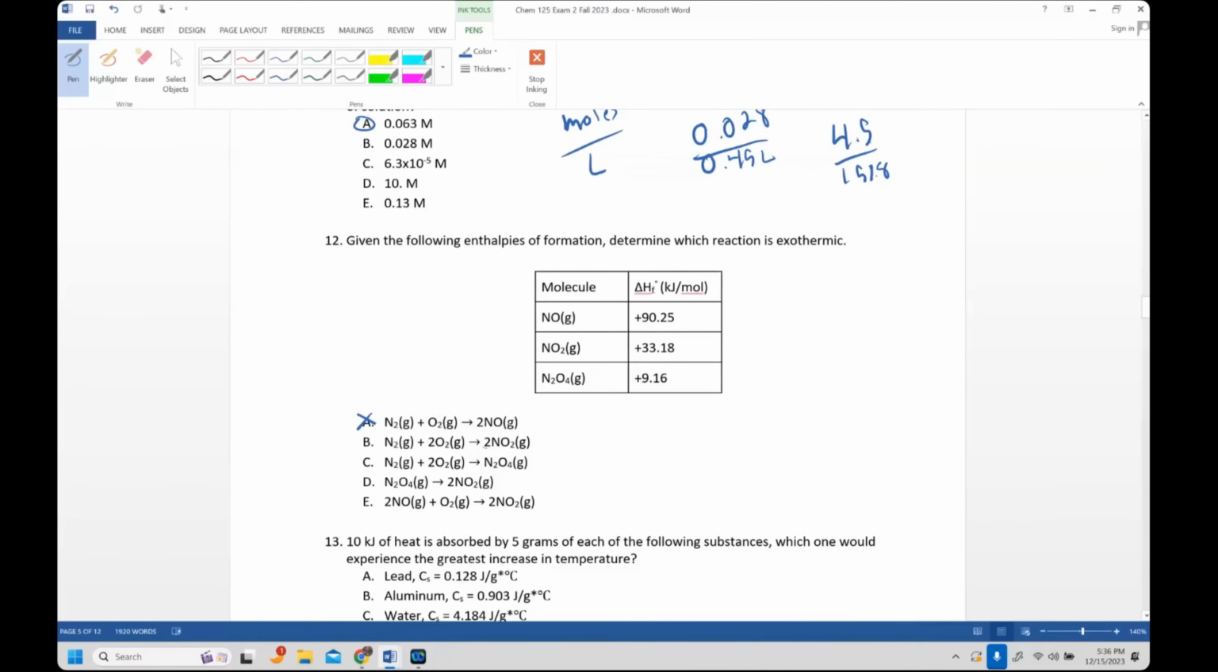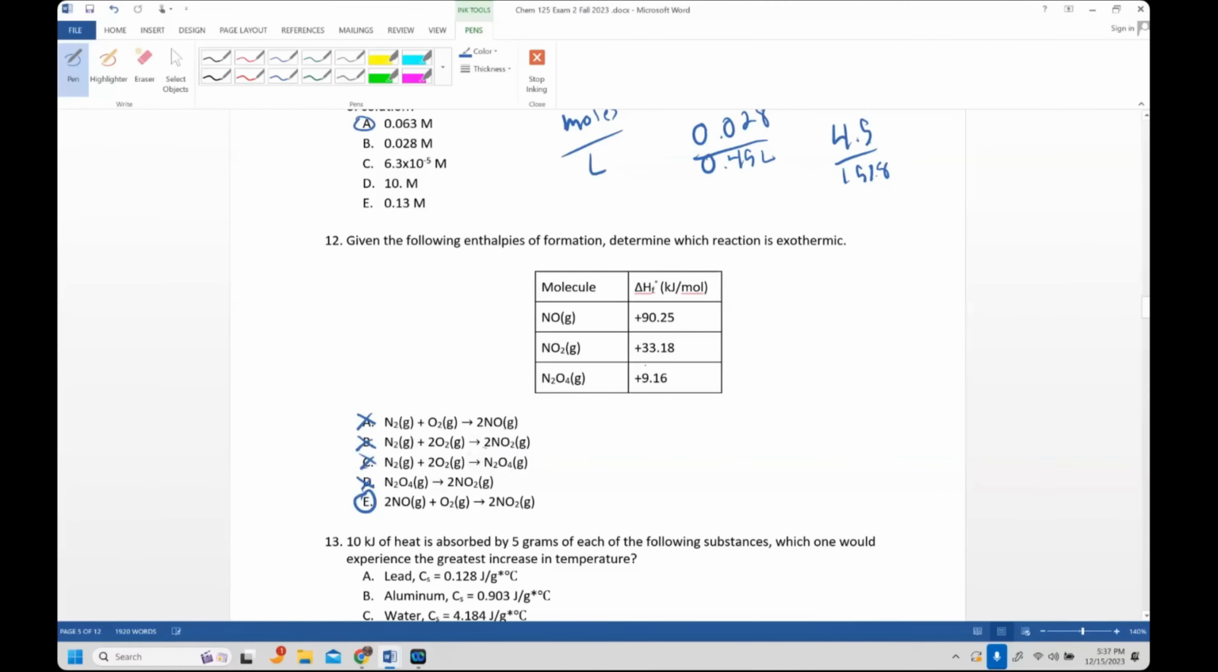So we have NO2 here. In the product, we have 33 times 2, that's 66, minus N2, another spontaneous one, it's a diatomic gas, it's going to be 0. So it would be 66 minus 0. That's going to be positive. For choice C, we have 9 minus, again, 0 because these are diatomic gases. That would be positive. For D, 2 times NO2, which is 66, minus 9, still positive. So the answer has to be D, but we'll take a look and see why.